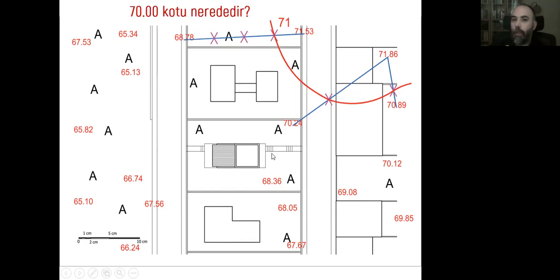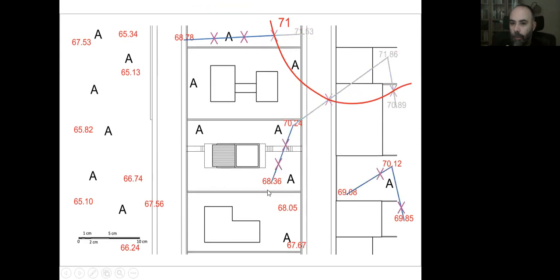70.00 contour line. The next one, we need to figure out. I found this first line, so I need to do the same thing here. I need to combine these two lines and assume that this can be 70.00, this can be 69.00. Again, since this is 69.08 and since this is 70.12, when I combine them, there should be only one dot, which indicates the 70.00.